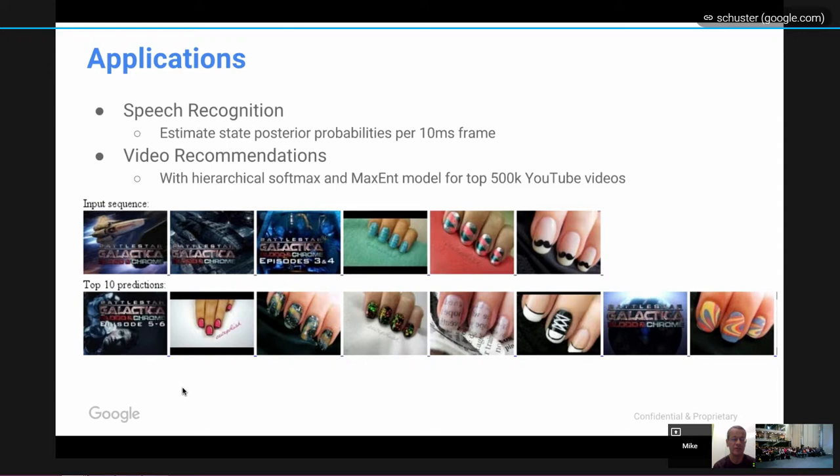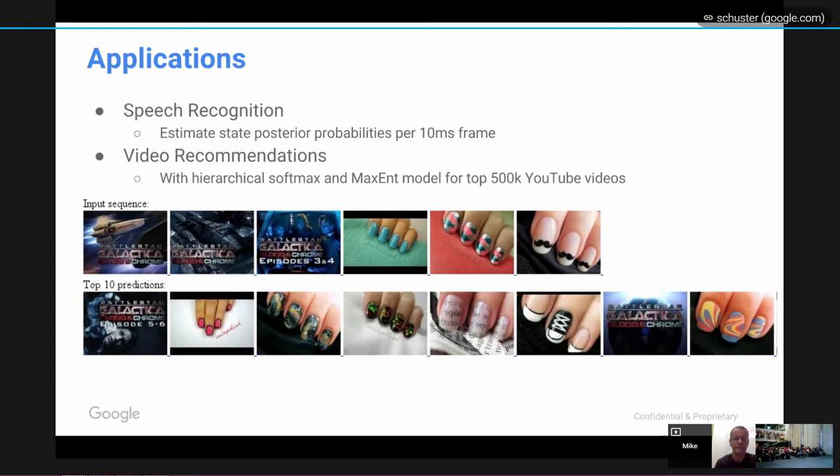And of the 10 best results, you see the best one here is Battlestar Galactica. And this would be episodes 5 to 6. And this is because you watched episodes 3 and 4 before. And then of course, you also see some nail videos here and some other Battlestar Galactica. So what is interesting about this is that there's nothing that the system knows about the user. The only thing it knows is the ID of the video. And the interesting part is that this is just a sequence model, basically the same model as a language model or a speech recognition acoustic model.